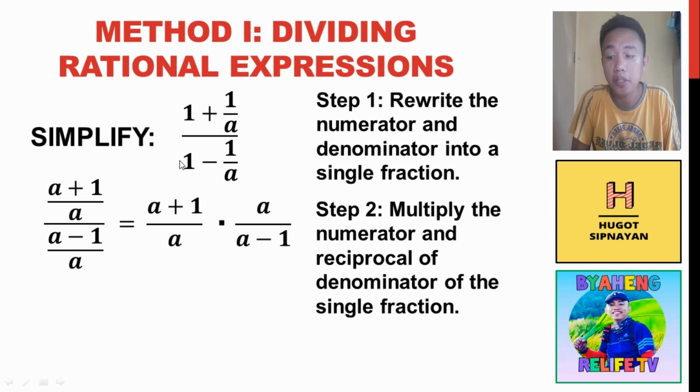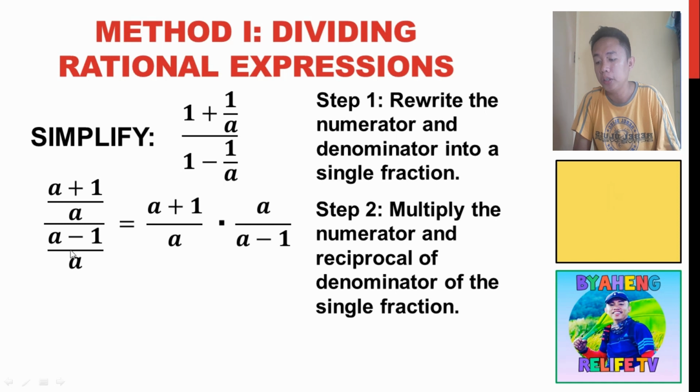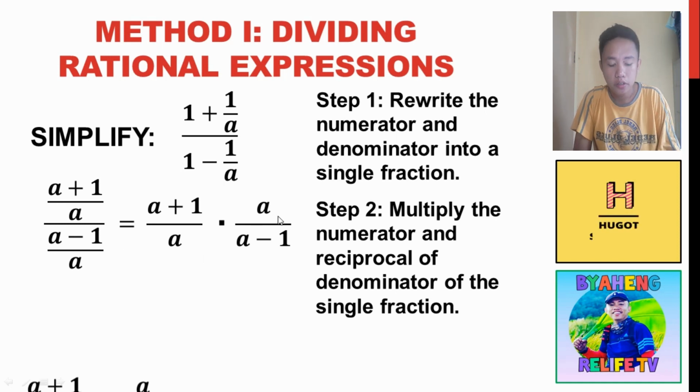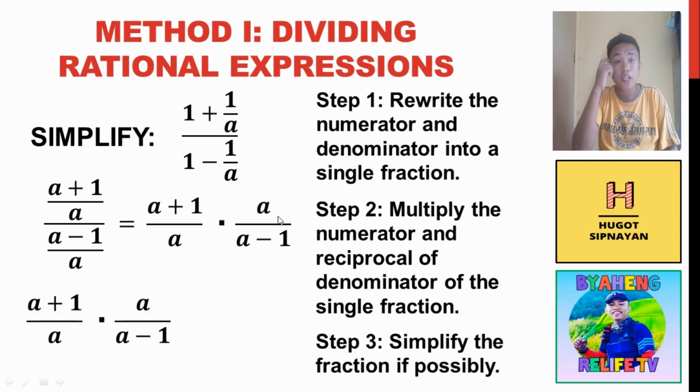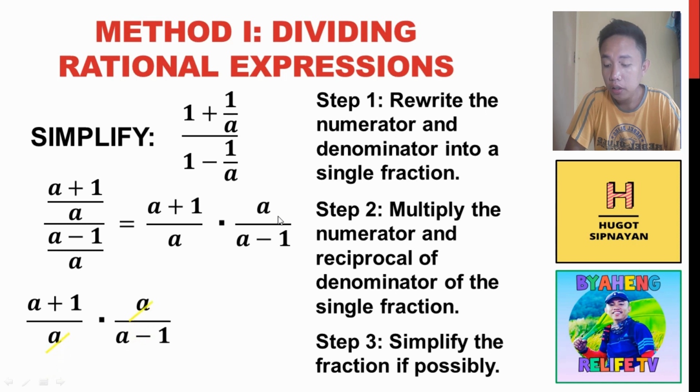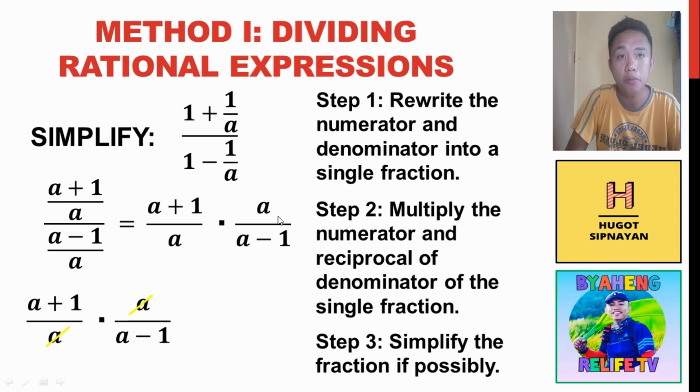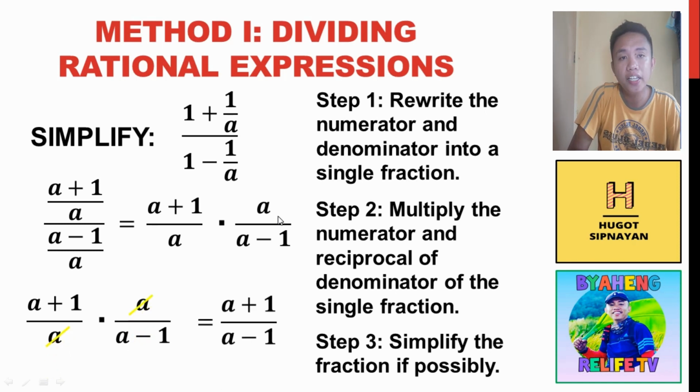So this turns out to be a plus 1 all over a times a all over a minus 1. Ito po yung reciprocal niya. After that, we simplify as much as possible. We can cancel out the common factor, which is a, and the answer is a plus 1 all over a minus 1. So, that is dividing rational algebraic expressions.